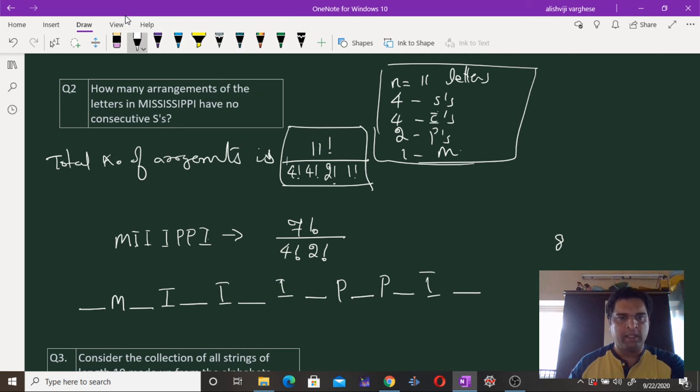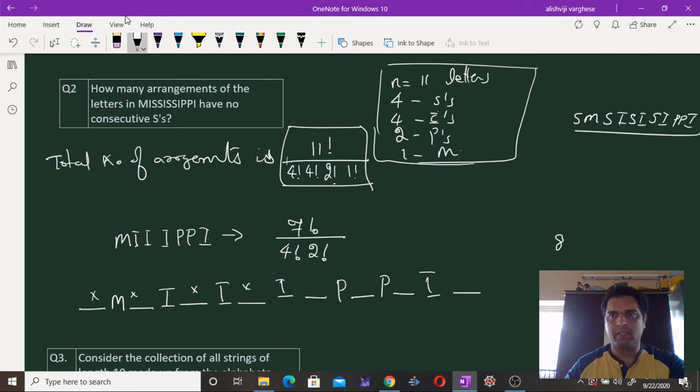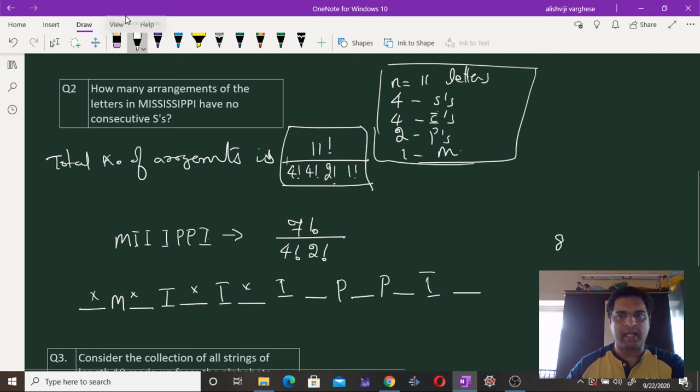So for example, if we choose this first 4 positions, then our word is something like S, M, S, I, S, I, S, I, P, P, I. This is a word. So in that way, we can choose 4 positions from the blank positions and attach S to that particular position in 8C4 different ways.